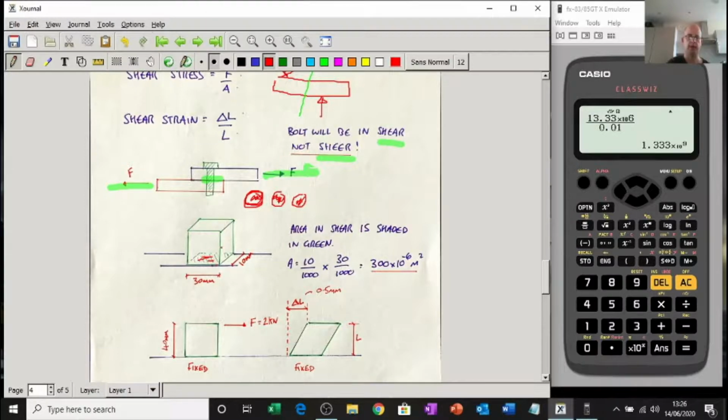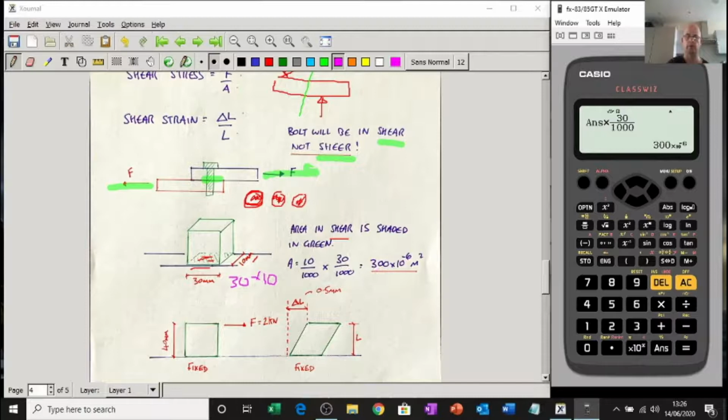But if I had a block like this, stuck to the ground, it's 30 millimeters this way and 10 millimeters that way. The area in shear is the area stuck to the ground there, look. So the area in shear is shaded in green. Obviously, it's a rectangle, so it's going to be 30 by 10. We can't be in millimeters because we've got to be in meters. Just don't forget, there's 1,000 millimeters in a meter, so 10 divided by 1,000 times 30 divided by 1,000. This will give us the area in meter squared.